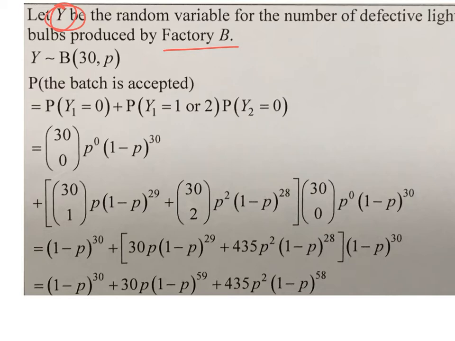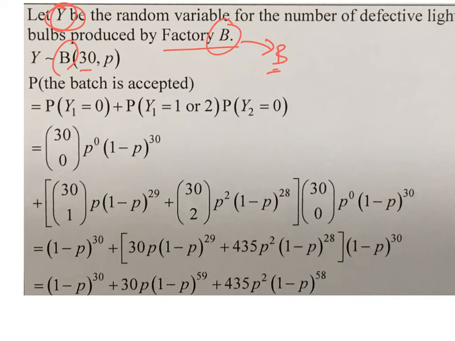In this case, the majority of the students actually use the letter B, since this is from factory B, to represent the binomial distribution. But since this B is the same as the B notation for binomial distribution, you are encouraged to use another letter instead of the letter B. So over here we use y, and y represents a binomial distribution model.